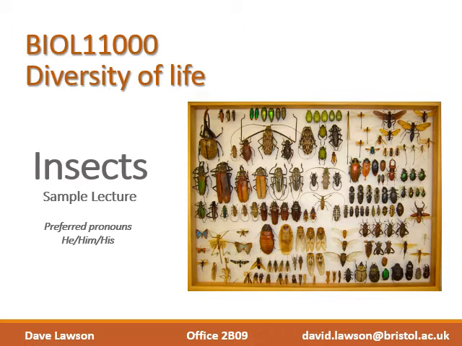This snippet that I'll be giving you is from a lecture that I give to our first years in the unit Diversity of Life. In this Diversity of Life unit, we look at a range of life forms from single-celled organisms up to vertebrates like us, and then beyond, looking at things from an ecosystem level. So this snippet will be from a lecture that I give on insects.